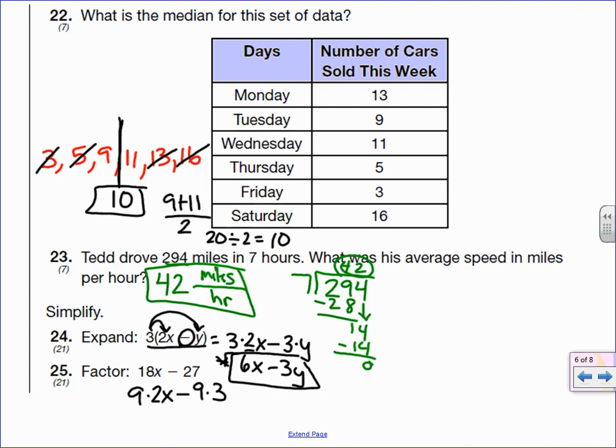So now I'm basically at this step here. And now I want to go backwards and factor that 9 out, just like the 3 was out before. So it'll be 9 out front, and then once I get rid of those, it's whatever's left. 2x minus 3.